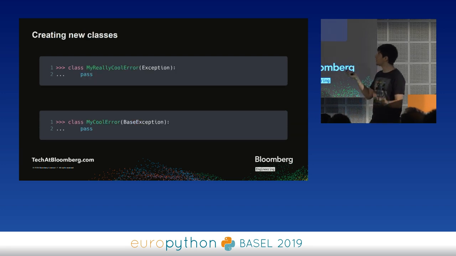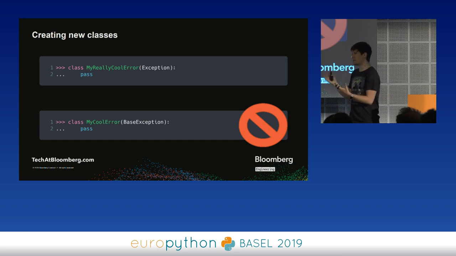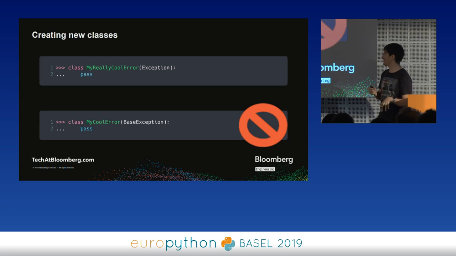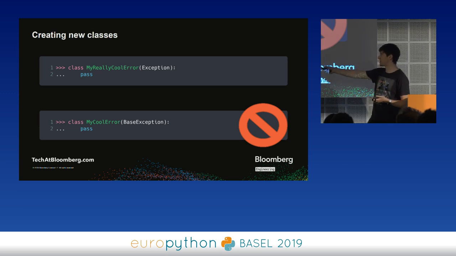Whenever you're creating an exception, remember always to inherit from Exception and not BaseException. Why? Because, yeah, I know, okay? I fall for this too. BaseException has this name, right? It feels like a base class I want to use. No, okay? It's a trap. Because if you do this, your users might then try to capture BaseException and then capture exceptions that they should not be capturing, okay?